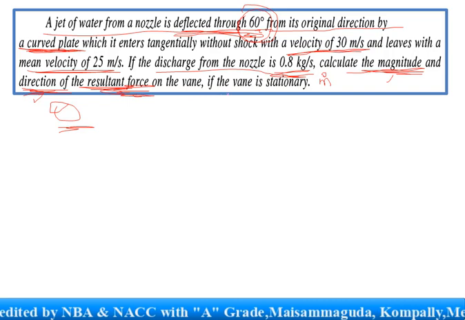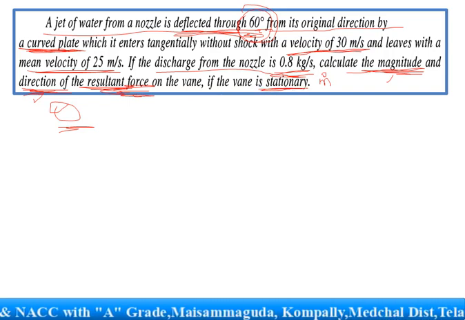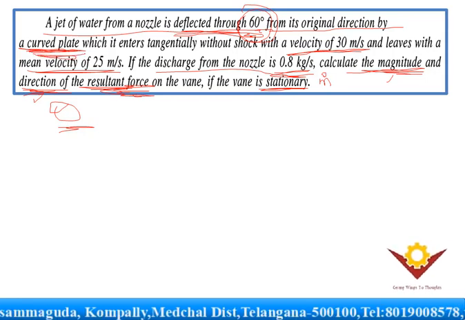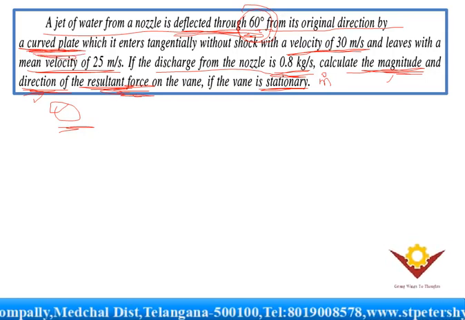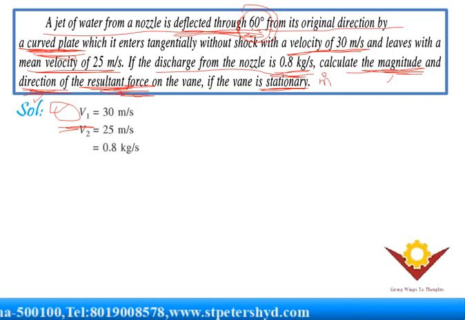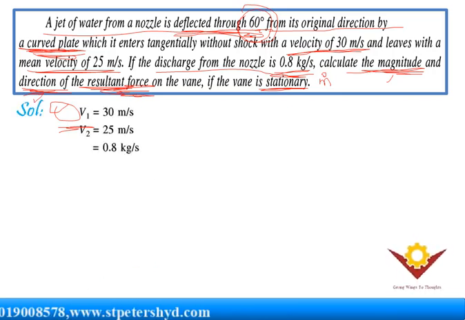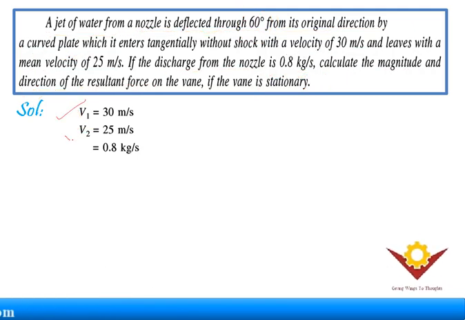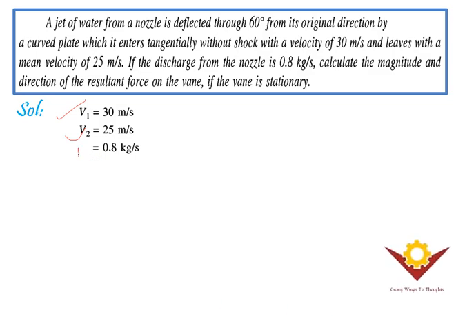We see that if the vane is stationary, he is not mentioning whether it is symmetrical or unsymmetrical. So we'll see what this 60 degrees is now. First we'll see the given data. He gave the inlet velocity, the outlet velocity, and this is your m dot. Don't confuse: why I'm saying m dot means, what is the unit with mass? Kg. M dot is mass per second.